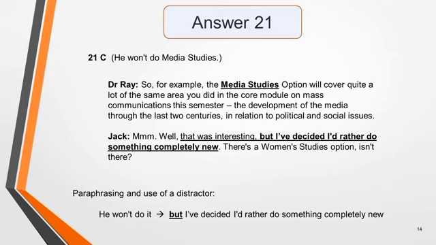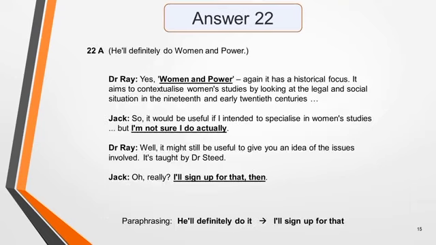This is how the answer has been paraphrased. He won't do it has been paraphrased as, but I've decided I'd rather do something completely new. Note the use of the distractor but, as Jack goes from a position of interest, which could suggest an answer of maybe, to a decision of definitely not to do the course. Answer 22 is A. He'll definitely do women and power.